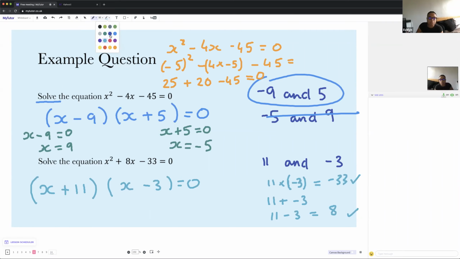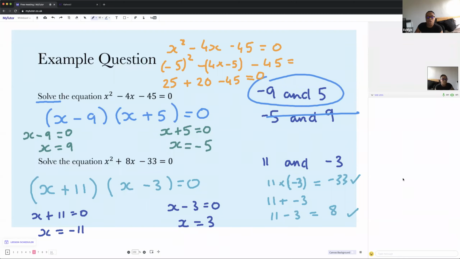Now, the final step to solve is to set each of these brackets equal to 0, and then we solve for x. So x plus 11 equals 0. You subtract 11 from both sides, so x equals minus 11. And then x minus 3 equals 0. You add 3 to both sides, so you get x equals 3. So you should get x equals minus 11 and x equals 3 for your solutions.